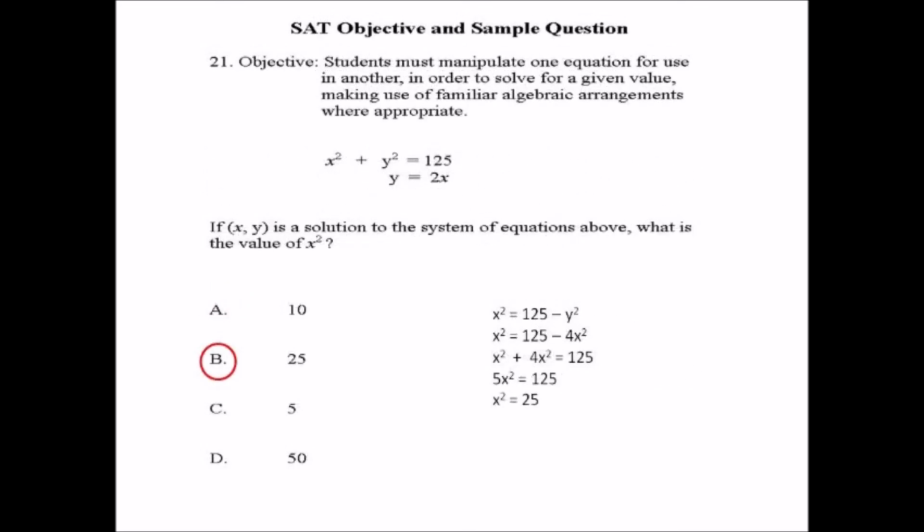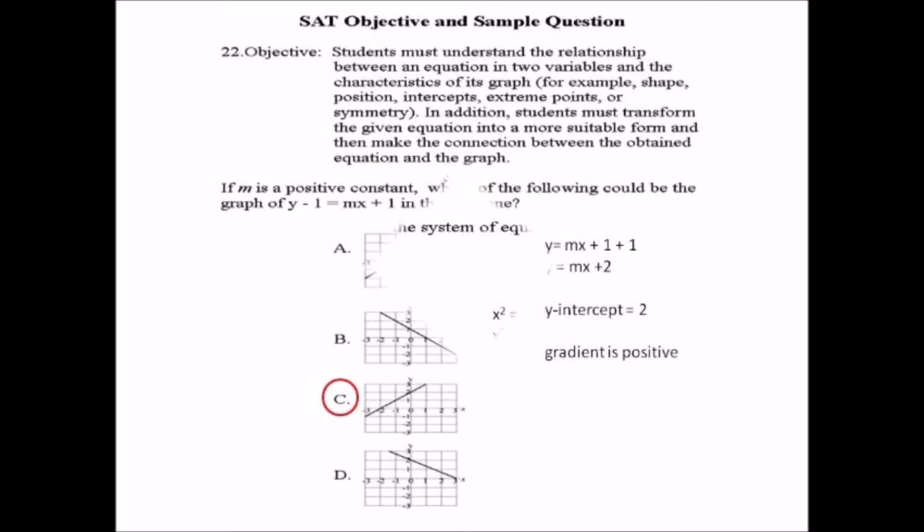And number 21, you have to substitute y is equal to 2x into x squared plus y squared is equal to 125, and you work it down until you get 5x squared is equal to 125. Then you get x squared is equal to 25. Stop there. That's your answer. Just substitute what they give you into it and work it. Notice they don't want an answer for x, they want for x squared. So when you reach there, you can stop and circle the correct answer from that. Number 22.